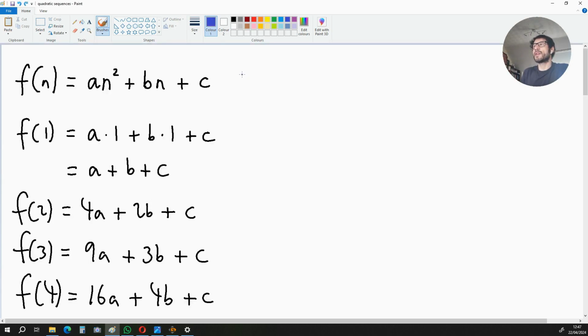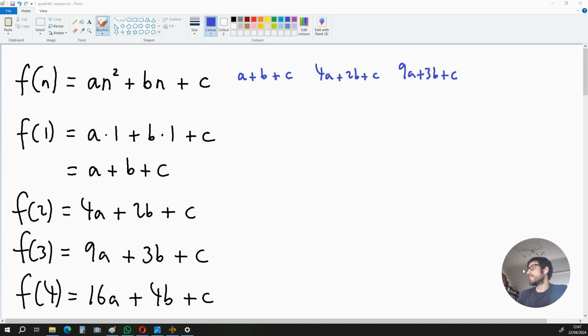The first term of the quadratic sequence is a plus b plus c. The second term is 4a plus 2b plus c. The third term is 9a plus 3b plus c. And the fourth term is 16a plus 4b plus c. So we have these mapped out now.